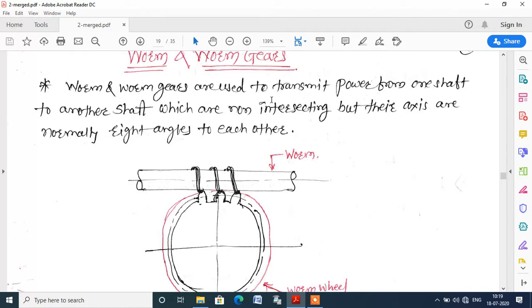Worm and worm gears are used to transmit power from one shaft to another shaft, which are non-intersecting, but their axes are normally at right angles to each other. So this is the condition. If such a condition is there, then these gears are used.